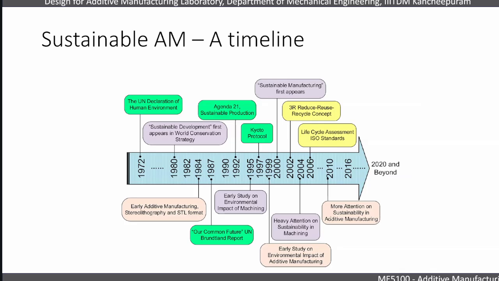And then there is a lot of attention on the environmental impact of machining around 1995. People are trying to come up with very good coolants which are environmentally friendly, reduce the cutting forces, and make tool wear monitoring systems to prolong the life of the tool and stuff like that. Heavy attention on sustainability in machining happened around 2004, and more attention on sustainability in additive manufacturing came by 2010, right? Which has extended beyond 2020. So you can see sustainable additive manufacturing is moving beyond a certain point.